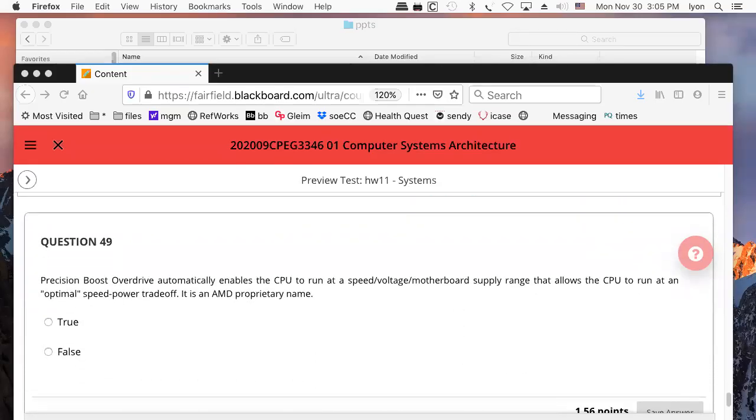Next one. I think they're all true. Isn't everything true? So far, everything's been true. Did we have a false yet? I don't think there's been a false.